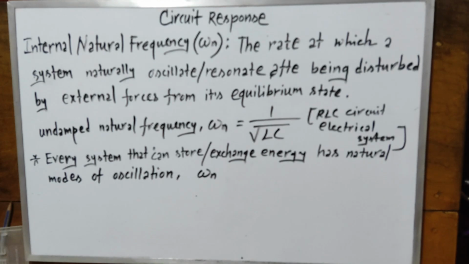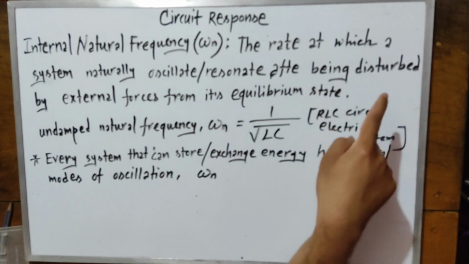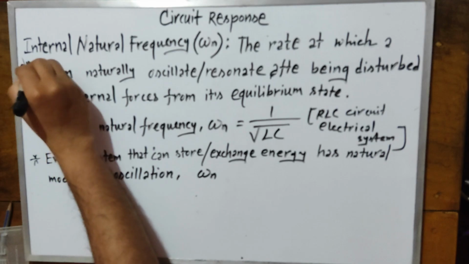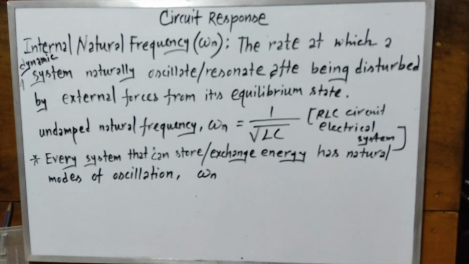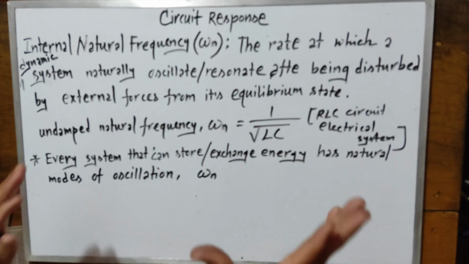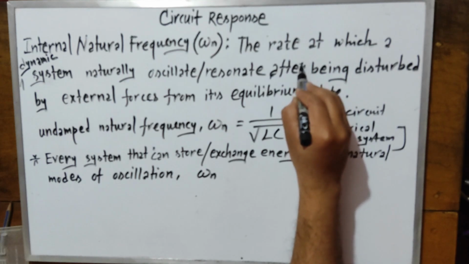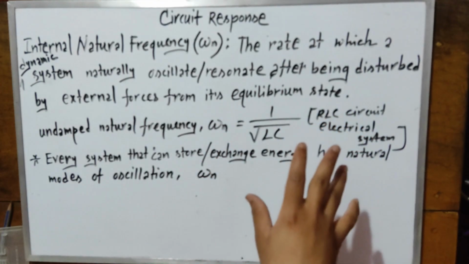So the internal natural frequency or frequencies of a system is the rate at which a dynamic system, and let me remind you that nature is by default dynamic, everything in nature is dynamic, naturally oscillates or resonates after being disturbed by external forces from its equilibrium state.